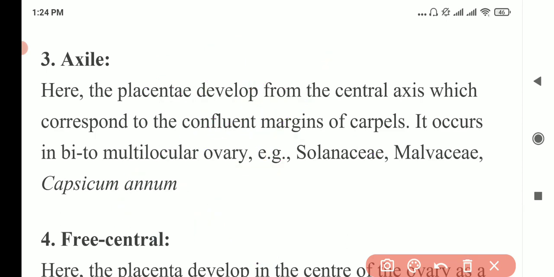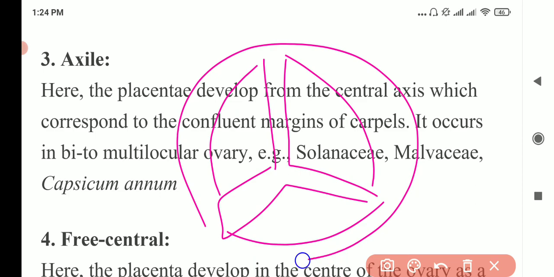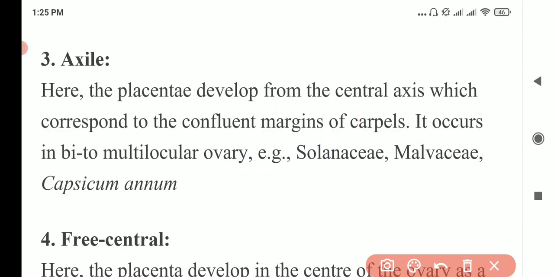So if you have a capsicum, it will work the same. You cut your capsicum and you will see these chambers, around 3 axes. If you have a lady's finger, you'll see 5 axes, and then you will see that the ovule is attached here in the center, from the center of the axis.